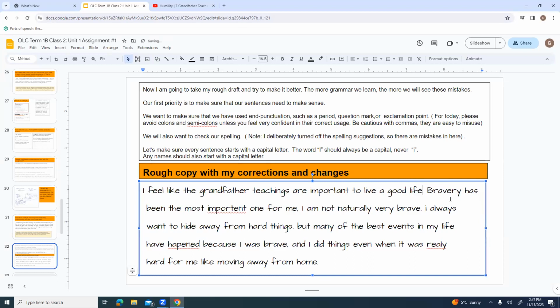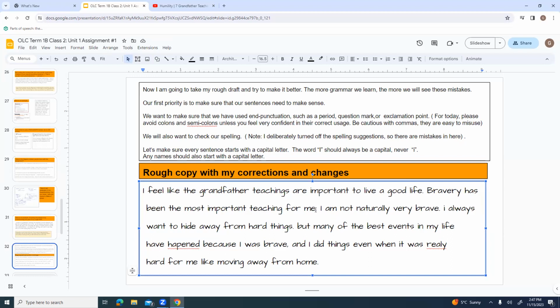There you go. Bravery has been the most important. I'm going to fix the spelling while I'm here. One for me. Most important. I'm going to say teaching. I don't want to just say one because it's kind of vague. Most important teaching for me. I am not naturally brave.